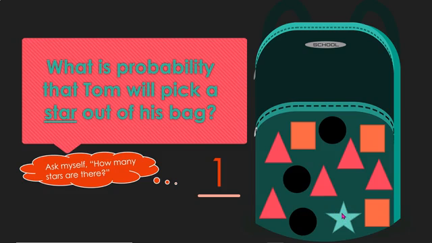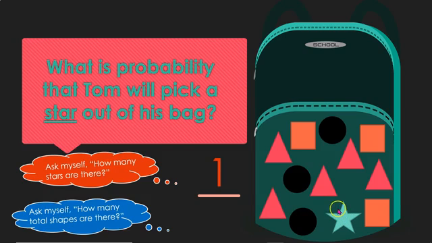Next, I ask myself, how many total shapes are there? I'm going to count 1, 2, 3, 4, 5, 6, 7, 8, 9, 10, 11, 12 total shapes. So there are 12 total outcomes that could occur, which means that my denominator would be 12. The probability of picking a star out of the bag is 1 out of 12, or we could say 1/12.